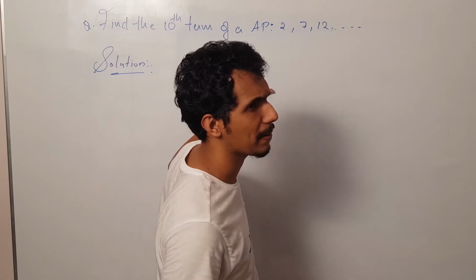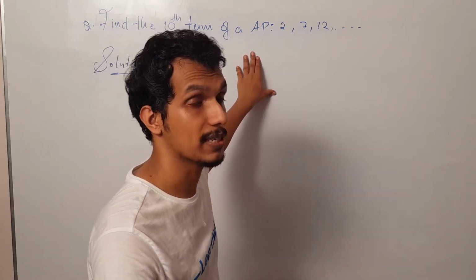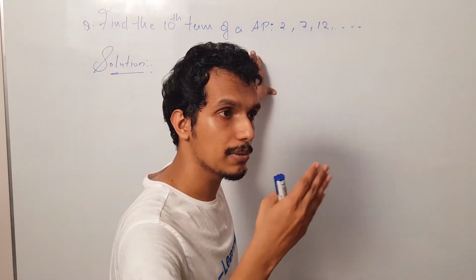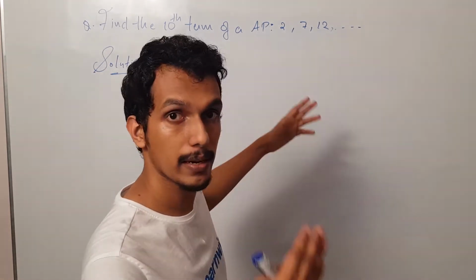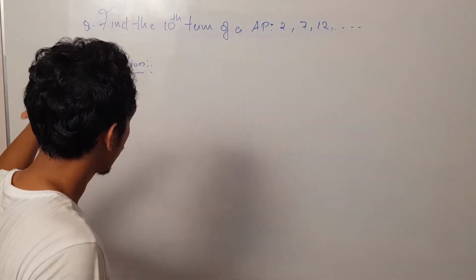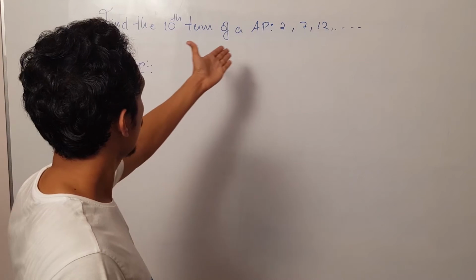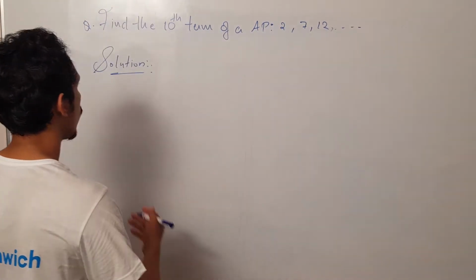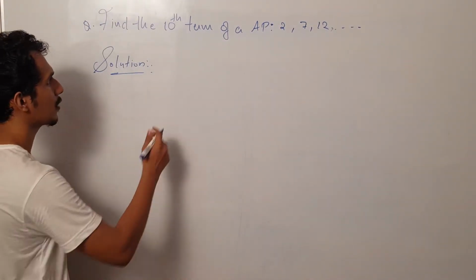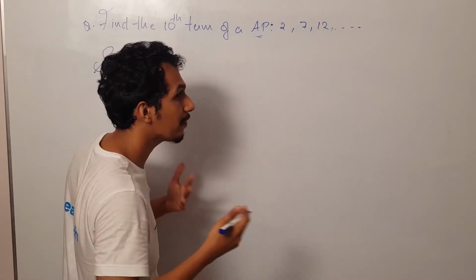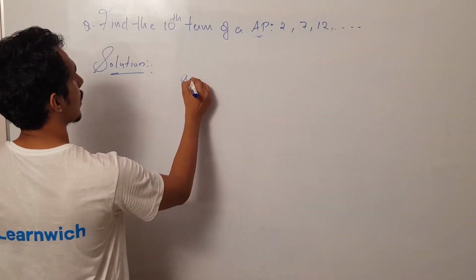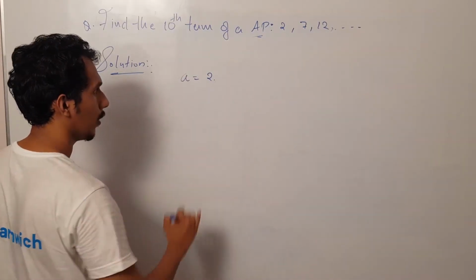What was the main purpose of learning arithmetic progression in the first place? We have to find out the number that is in the nth position. So see, here is a question that is asking you to find out the 10th term of an AP, okay? And the AP is also given. So what all things should I write first? It's already said it's an AP, so you don't have to verify if it's an AP. The first thing is a, which is 2, okay?